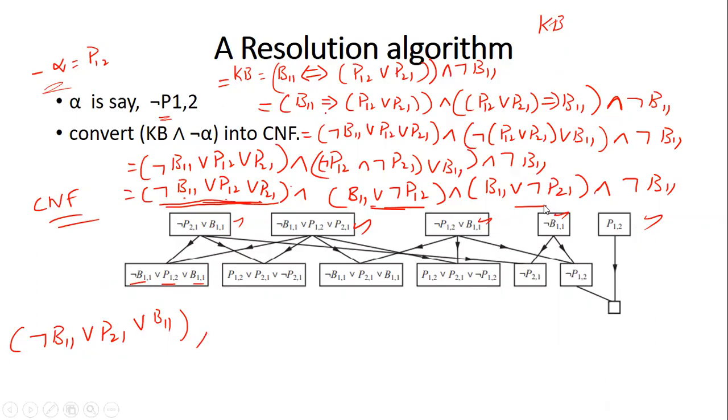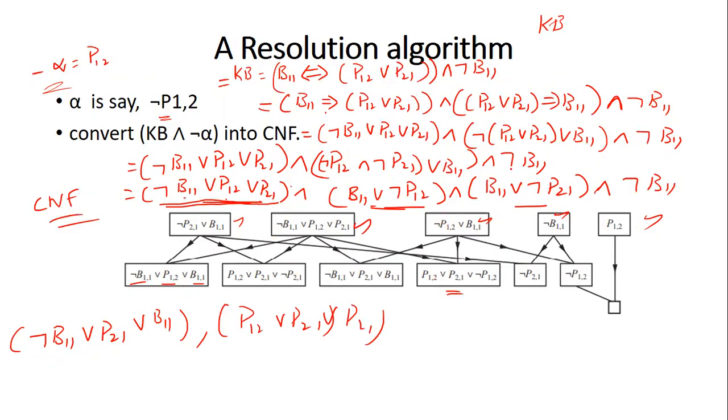So similarly, when you apply resolution between this and this, what you will get? Here you have B11, here you have not B11. Okay, so this not B11 and B11 will be cancelled. So you'll have P12 and P21. P21 is repeated, so you'll have basically P12 or P21. P12 or not P21 or not P21. Okay, so that is what this one, right? So on and so forth.